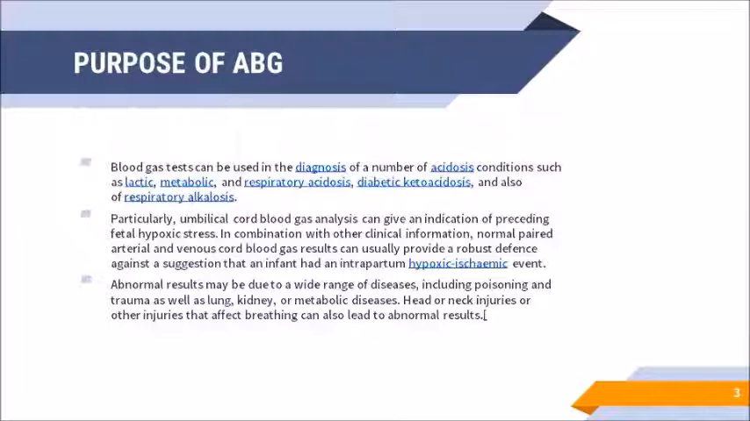Abnormal results of a blood gas may be due to a wide range of diseases, including poisoning, trauma, as well as lung and kidney or metabolic diseases. Injury to the head and neck or other injuries that affect breathing can also lead to abnormal results.